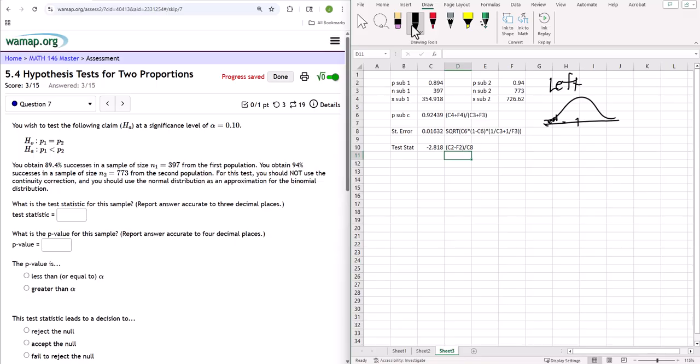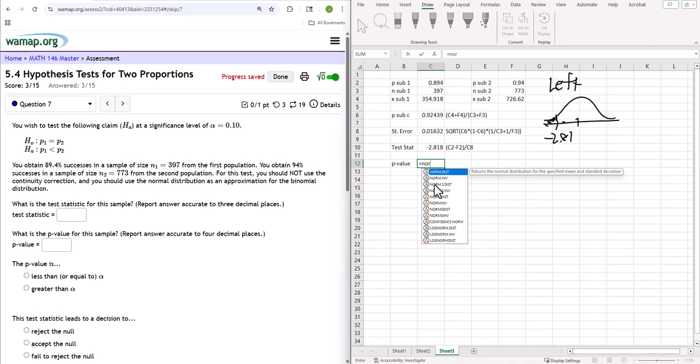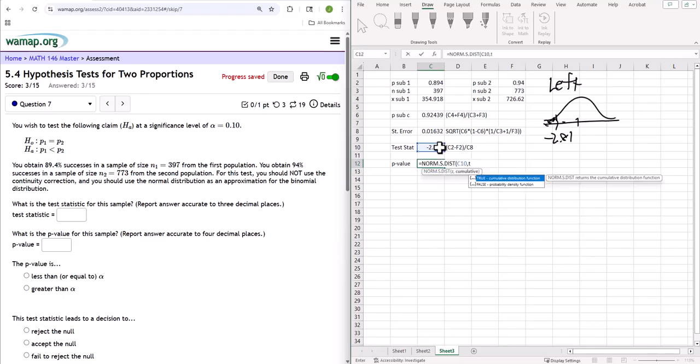Excuse me, our test statistic is over here, negative 2.818 and stuff. Anyway, kind of a quick little scribble there, maybe a little rough. But since it's left-tailed, we're looking for the area to the left for our p-value. This is a normal distribution. We have a normal standard distribution. Just click on our test statistic, and TRUE gets us the area to the left.